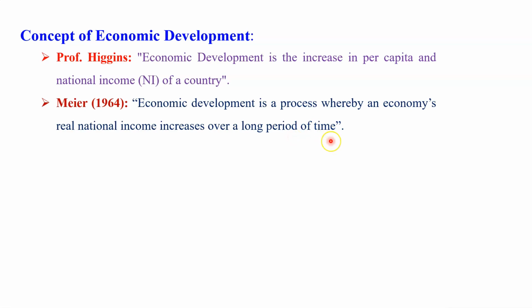But see, one other important thing is here. For a long period, it doesn't mean that within just 1 or 2 years it increased, but then it decreased. No, that is not expected here. According to this definition, it should increase for a long period, maybe 20 years, 30 years, or more than 10 years. Then we can say yes, economic development is observed in that particular country. So in this definition, two things are very important. First is the increase in the national income of that country, and second, that it is sustained for a long period. Then this increase in national income is known as economic development.